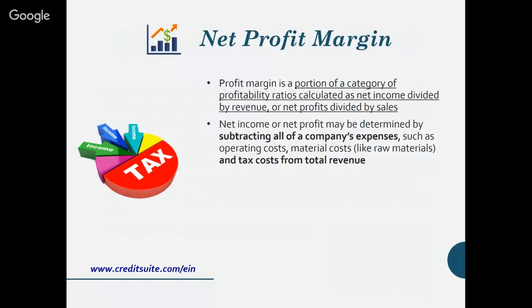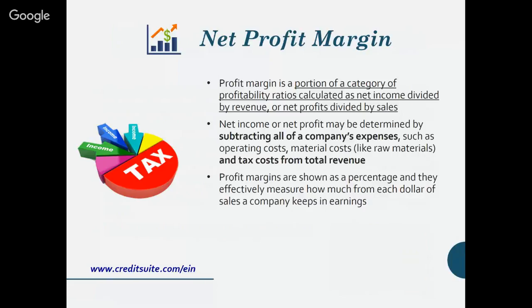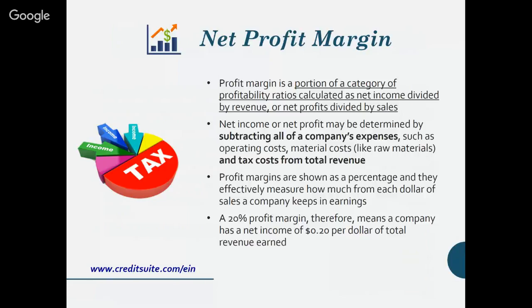Net income or net profit may be determined by subtracting all of your expenses, operating costs, materials, tax costs. Basically, you're subtracting all of that to get to your net income or your net profit. Now, profit margins are shown as a percentage, and they effectively measure how much from each dollar that you make, you actually keep in earnings. Pretty important, right? For every dollar you charge, you want to know how much of that you actually keep. Well, that's exactly what this is.